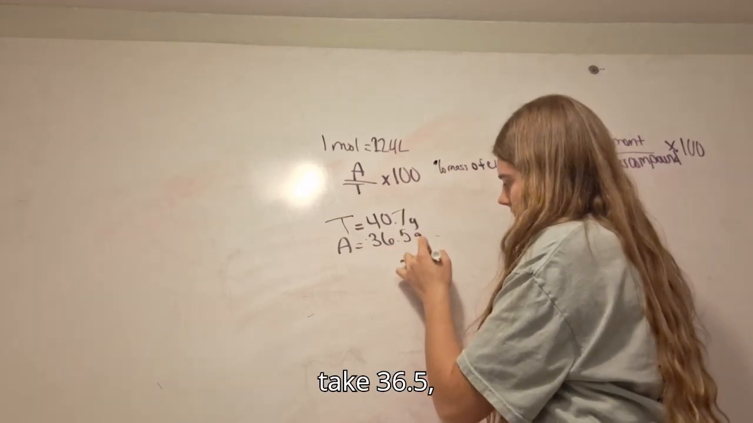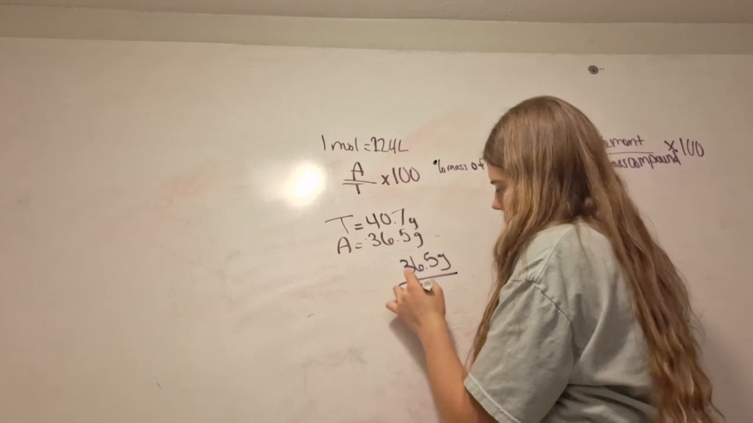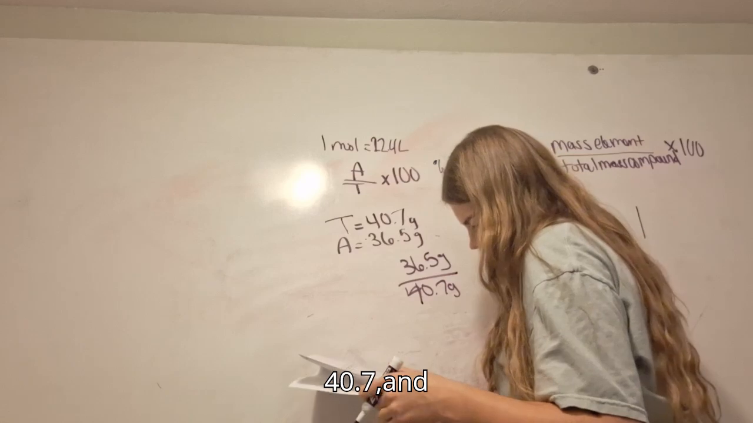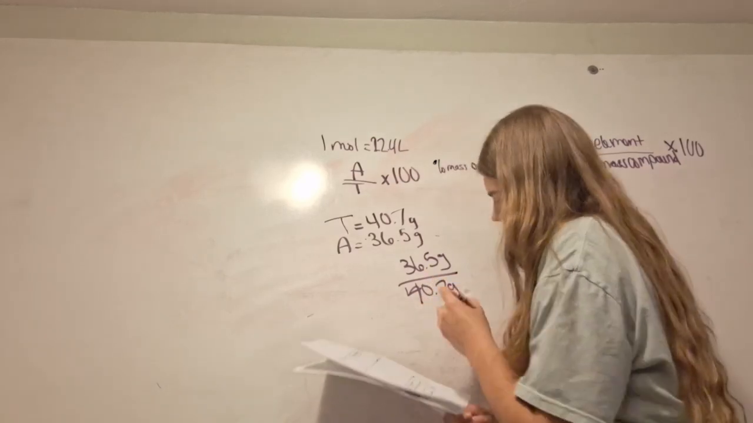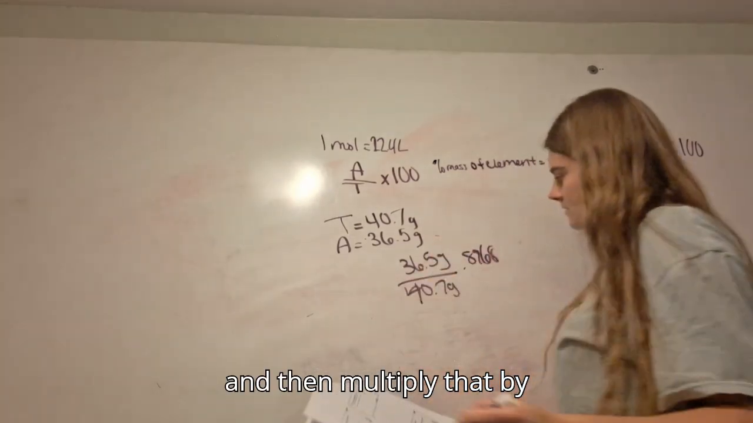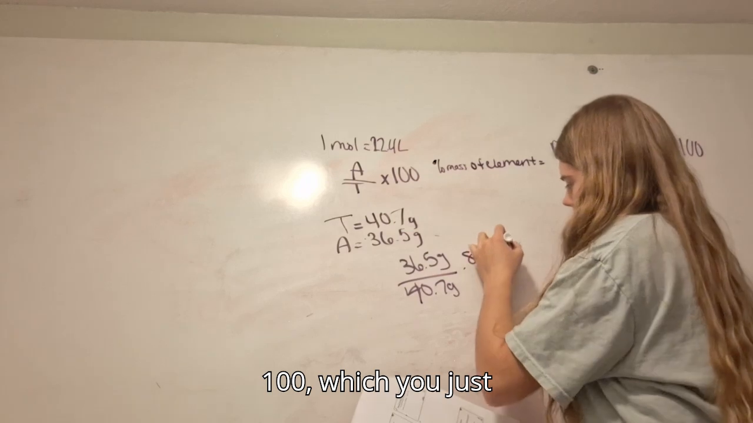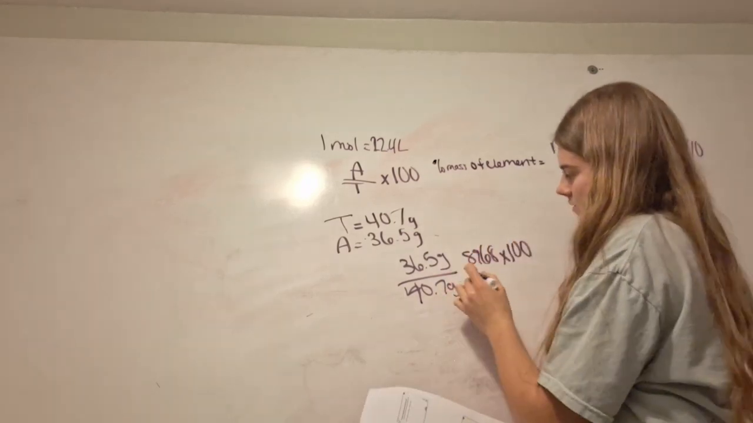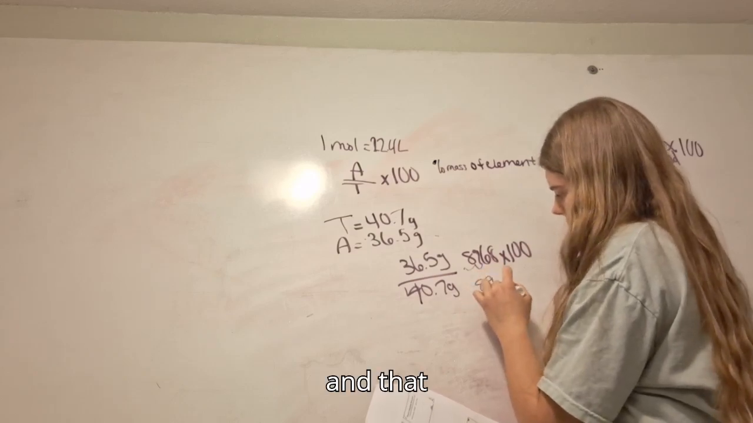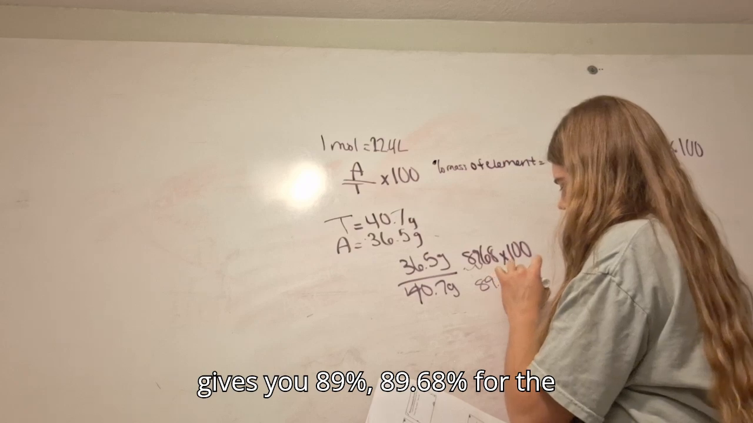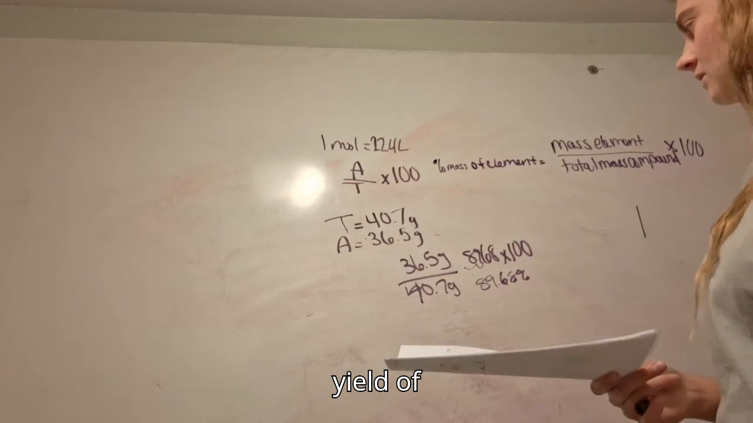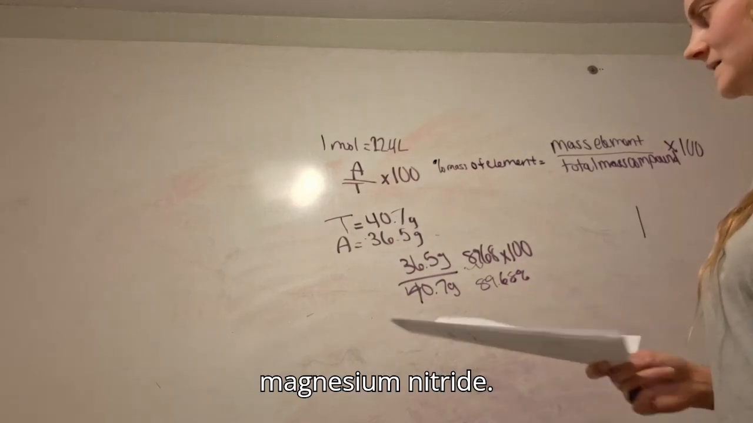So you would take 36.5 and divide it by 40.07, and that equals 0.8968. Then multiply that by 100, which you just move the decimal place 2 points over, and that gives you 89.68% for the percent yield of magnesium nitride.